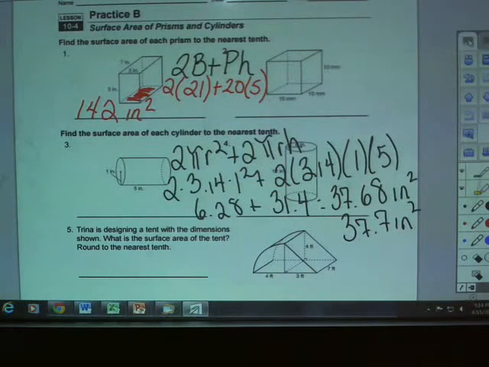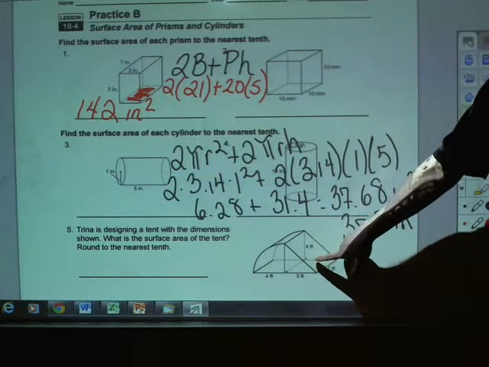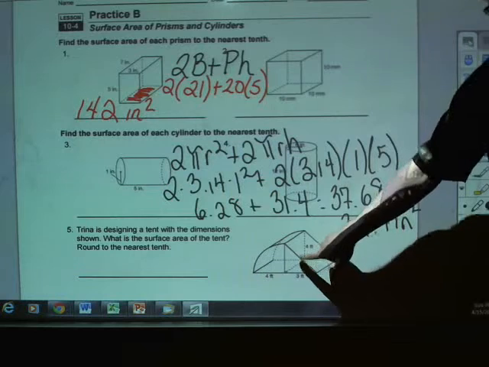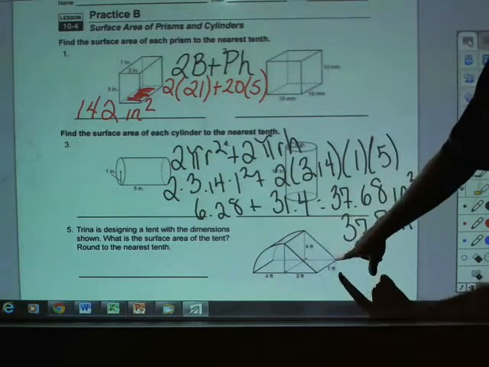Taking a look at number 5, I'm not going to do that for you, but I will give you some guidance here. Realize what you have on the right side here in number 5 is a triangular prism. So you want to make sure you use the triangles as the base here, and you're going to find the surface area of the triangular prism.